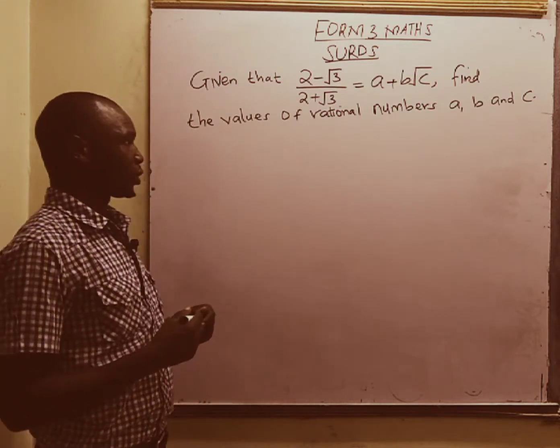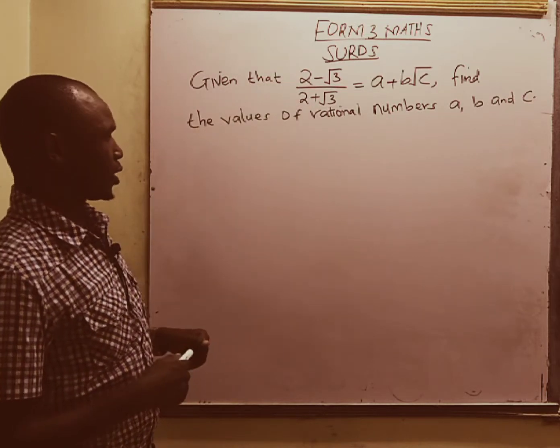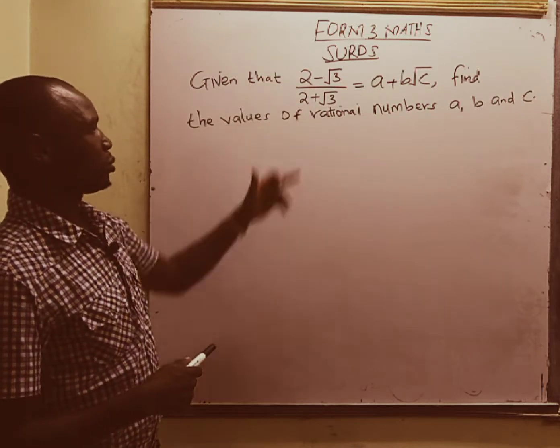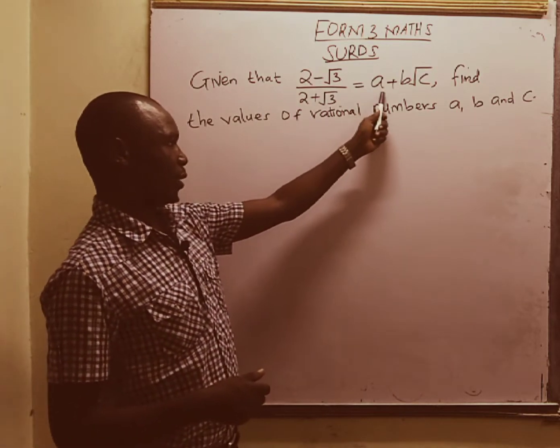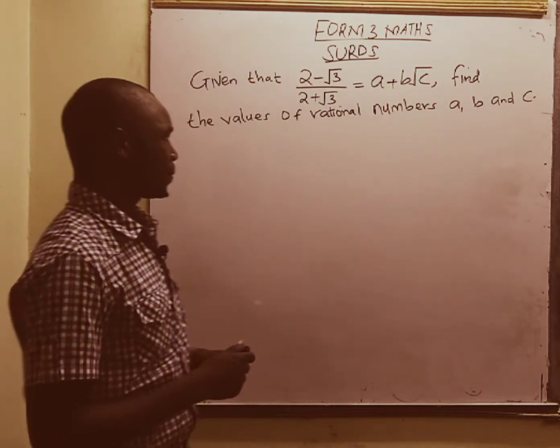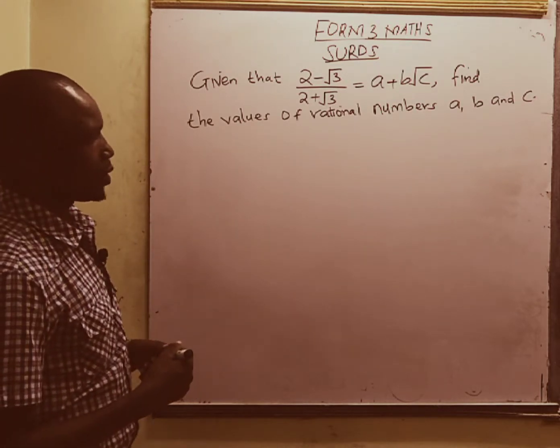Going straight to the question, given that 2 minus the root of 3 divided by 2 plus the root of 3 is equal to a plus b into the root of c, find the values of the rational numbers a, b, and c.